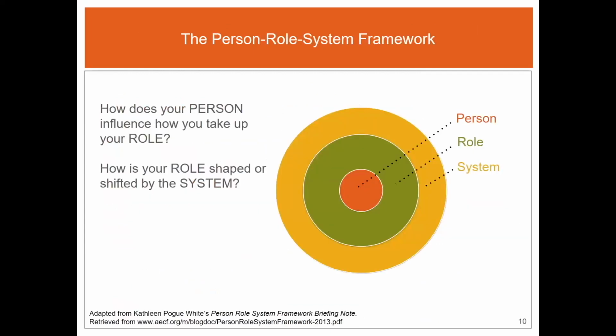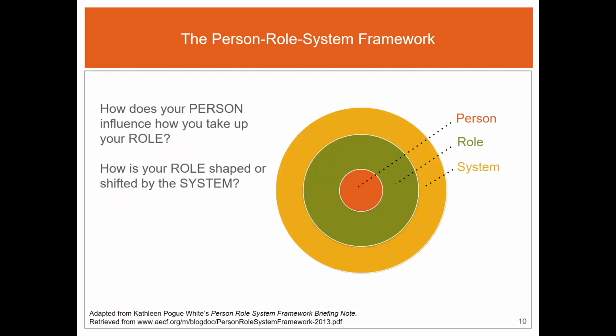A second key frame to hold in mind is what we call person-role-system. Very simple to draw in three concentric circles, but a little tricky to put into action when you think about it. What this does is it invites you to think and strategize about what actions are needed at multiple levels. So long and short of it is this. We are all people, right? We're human beings, the sum total of our lived experience, and we bring ourselves, good, bad, and ugly, to any role we take up out in the world.